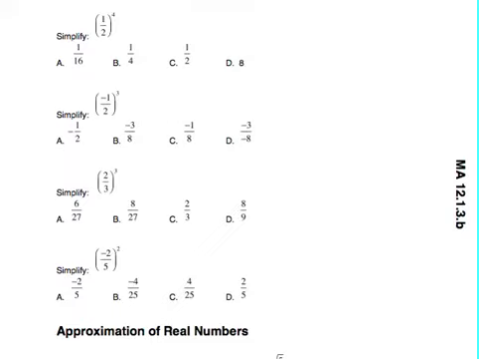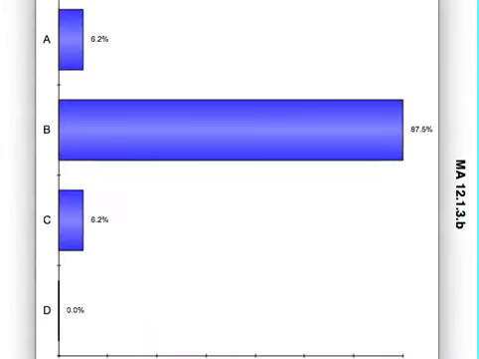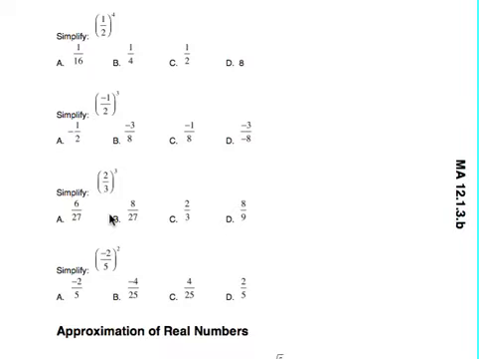What is 2/3 cubed? And so the answer here should be 8 over 27. Because remember, 2/3 cubed means 2 times 2 times 2 over 3 times 3 times 3.